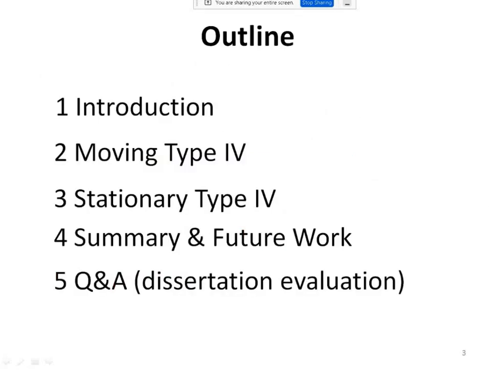I've done my PhD thesis on general analysis of solar type 4 radio burst, and this is my student number, and my advisor is Dr. So, this is what I'm going to talk about in this PhD defense, which is also what I wrote in my thesis. I will do a brief introduction, and I will talk about the moving type 4 radio burst, and then I will talk about the stationary type 4 radio burst, and I will make a summary and talk about the future work that might be done.